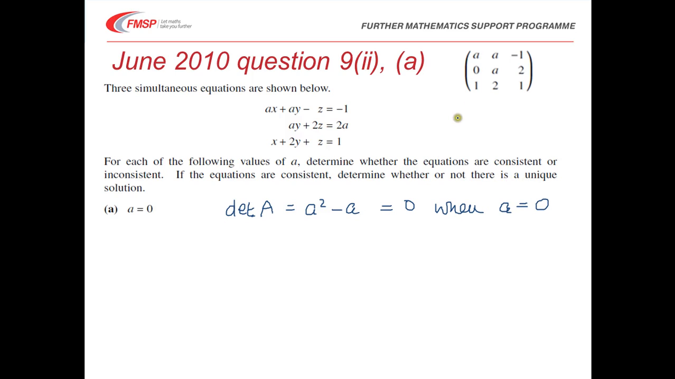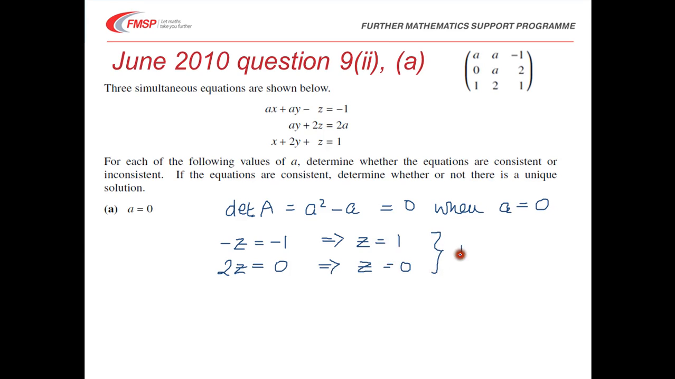So what we actually have to do is put A equals 0 into these equations, and the first equation will become minus z equals minus 1. The second equation will become 2z equals 0. So if you look at that, we have two equations which are what we refer to as inconsistent, because the first one tells us that z equals 1, the second one tells us that z equals 0. Well, we can't have z being equal to two different things.